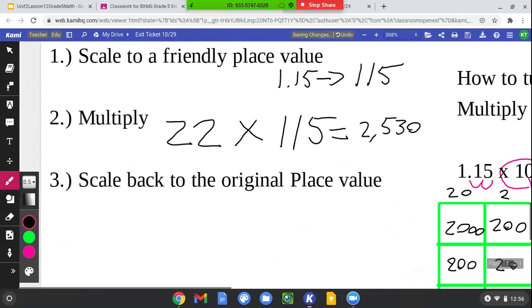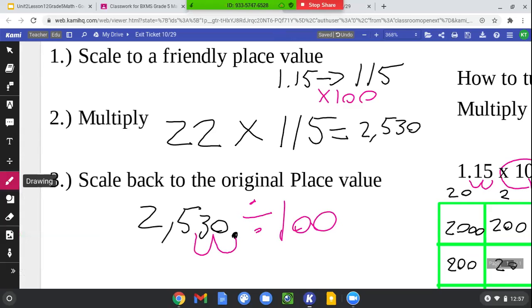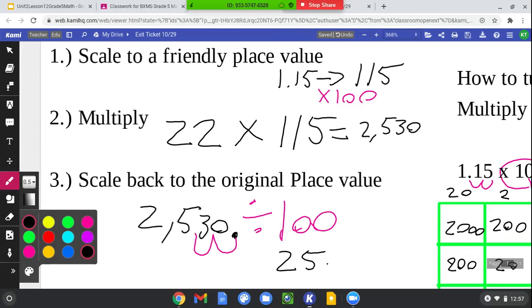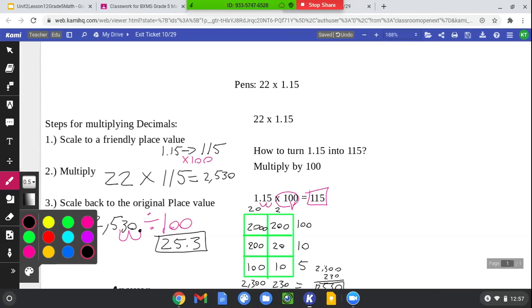Now we need to scale back to our original place value. So we scaled up by multiplying by 100. So what we are going to do is take the answer we got from multiplying and do the opposite. We are going to divide by 100, because here's where the decimal place is. And when we divide by 100, we are going to move the decimal place 1, 2, and we are going to get 25 and 3/10. So that's how much she spent on pens.